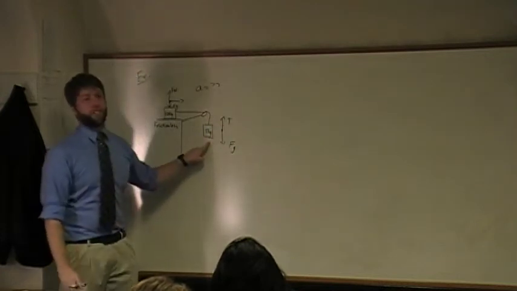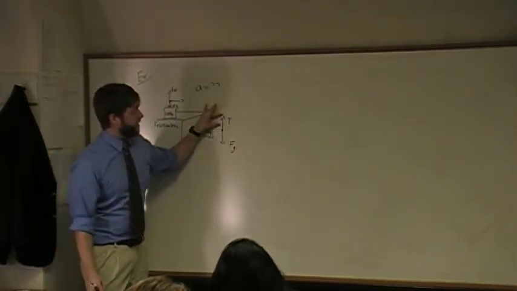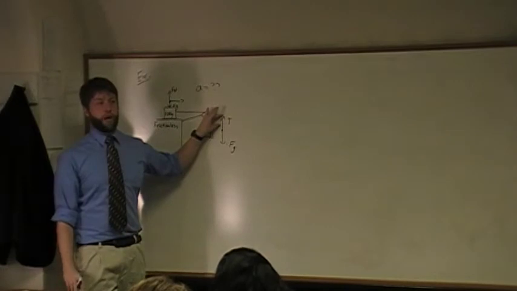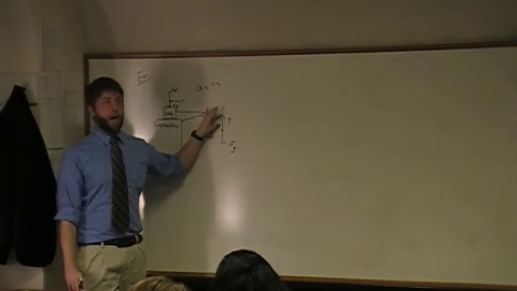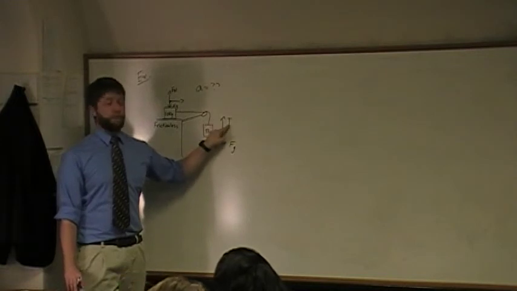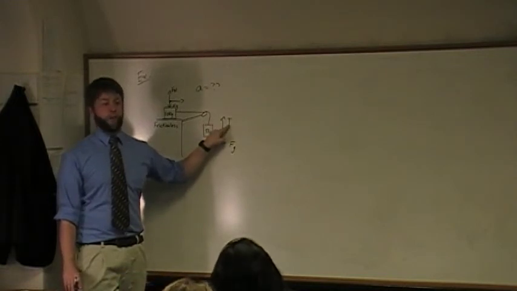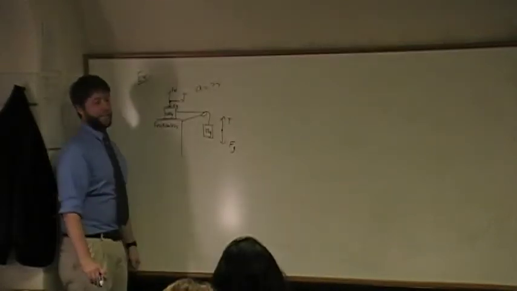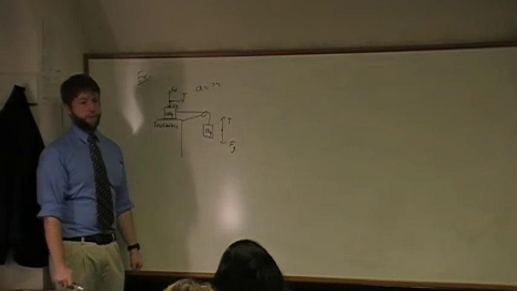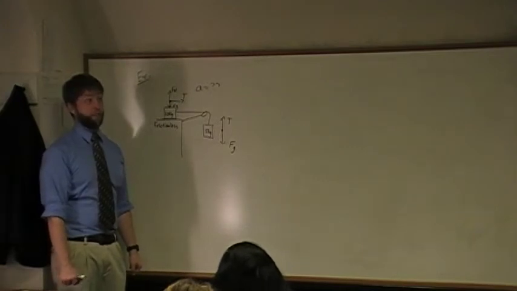Now here's where things start to get rough. This guy right here represents the string. The string is pulling up on the 5 kilogram mass a little bit. And it's got some force known as tension right here. We don't know what that is. It's the same string over here on the 10 kilogram mass, right? So that means that there's also a tension right there, okay?